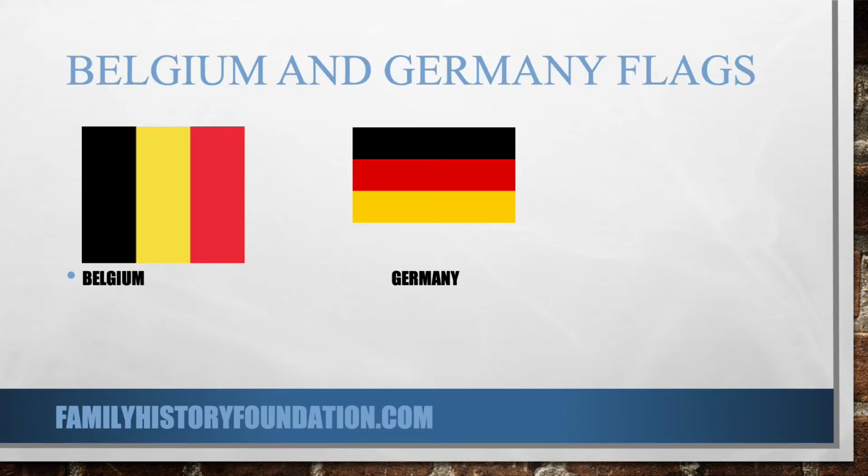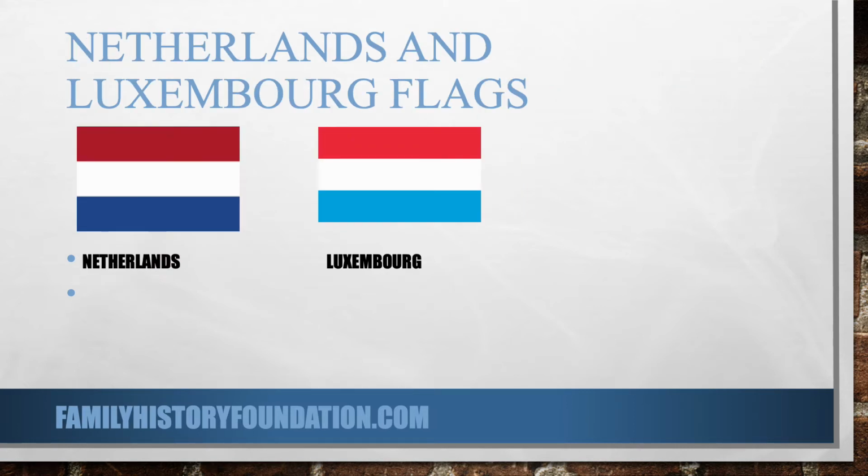Next up, we have Belgium and Germany. Take a look, the colors are the same. However, Belgium's colors are oriented in a different order. They are vertical instead of horizontal. Netherlands and Luxembourg. So almost the same color. This is a great example of the hues being varied between the countries. Also, the proportions of the flag are slightly different. Netherlands incorporating a darker shade than Luxembourg, but similar, aren't they?